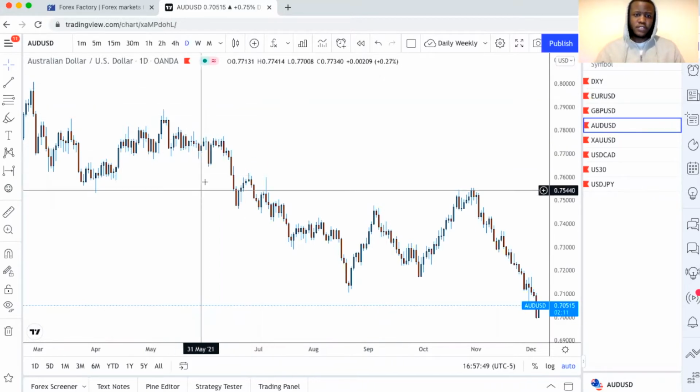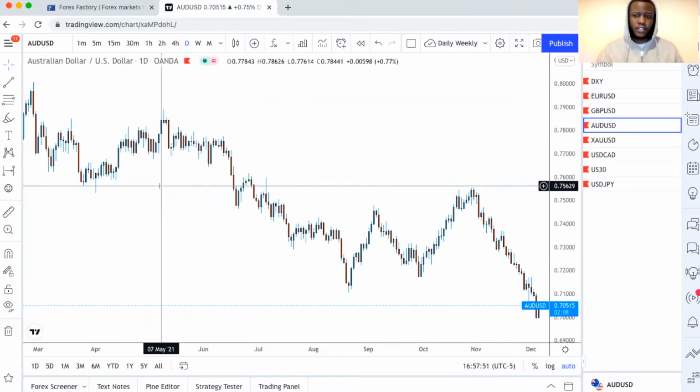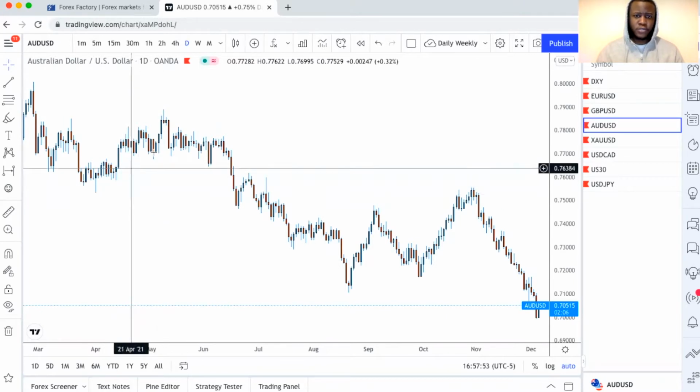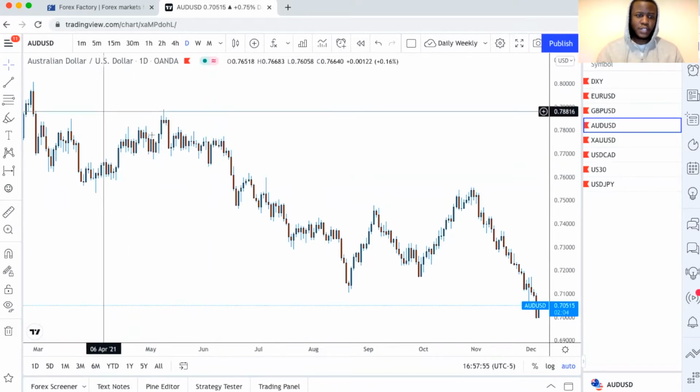So as a new trader, this was the first indicator and really the only indicator I ever really used to help me with my directional bias.